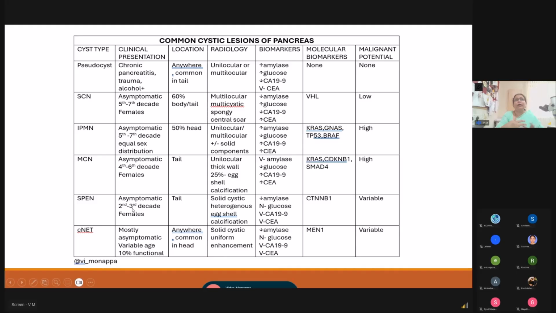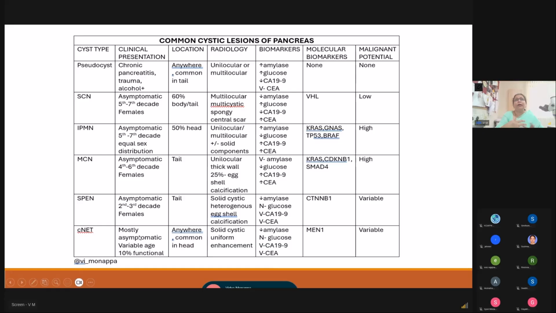Okay. Now this, unlike the other pancreatic cystic neoplasms, occurs in young females, common in the tail, has a solid cystic heterogeneous appearance on radiology. It can also show eggshell calcification. Again, since it is not opening onto the ducts, the amylase levels are decreased, and the glucose levels are normal. So the CA19-9 and CEA are not really contributory here. And there's one molecular biomarker, that is CTNNB1. Then that is the cystic NET or the neuroendocrine tumor.